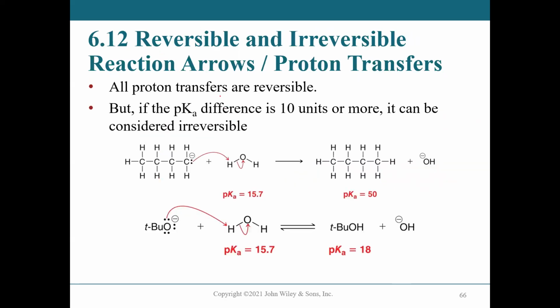Because all proton transfers are reversible, but if the pKa difference is 10 units or more, and here we see 15.7 versus 50, it can be considered irreversible. So there's going to be a little bit going back this way, but it's so negligible that it doesn't really count. So in this case, it's going to be irreversible. Here we have a difference between 15.7 and 18. That's why you see the double arrows right there.